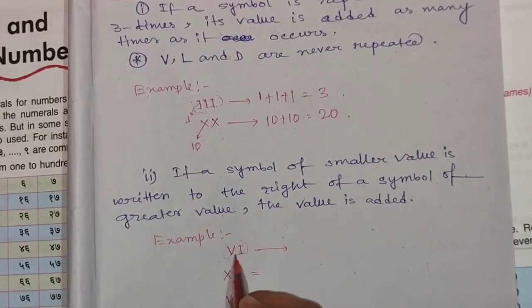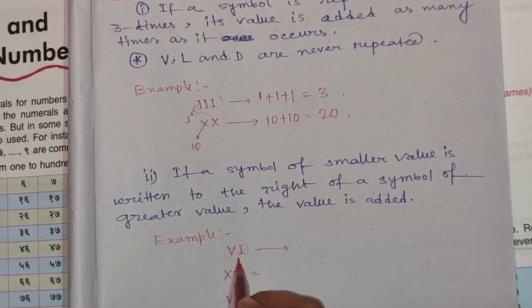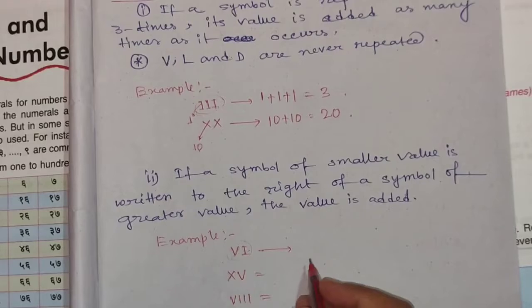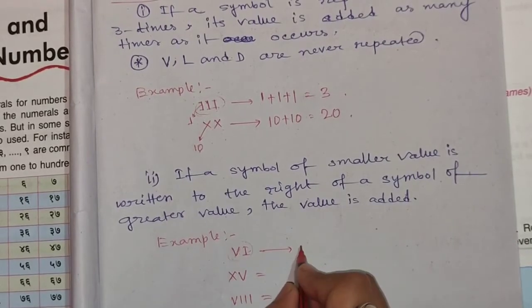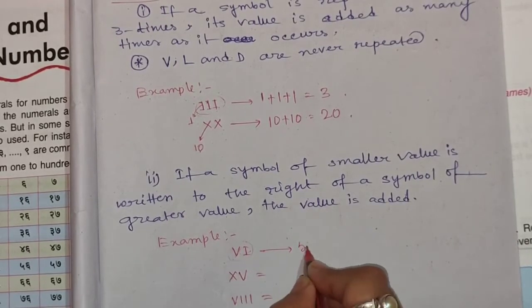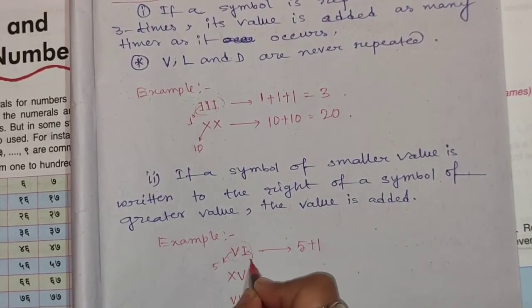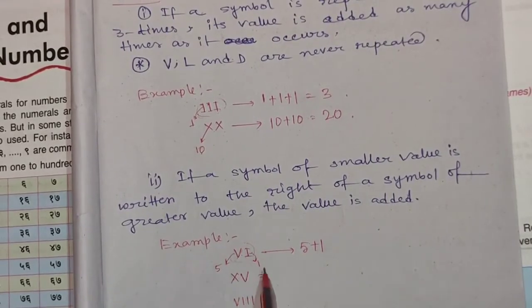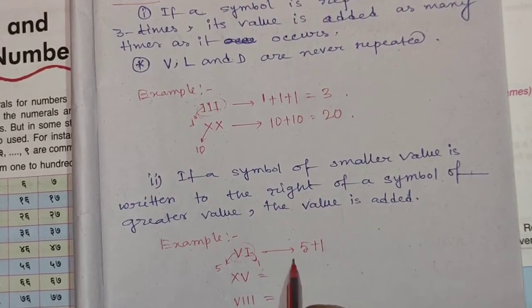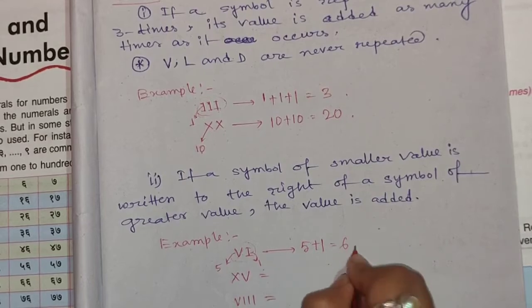So when the smaller value is written to the right side of the greater value, what will we do? We will just add the values. So if I add this value, we get 5 plus 1. The value of this number is 5 and the value of this number is 1. Since the smaller value is on the right side, we will add the values. 5 plus 1, this is 6.